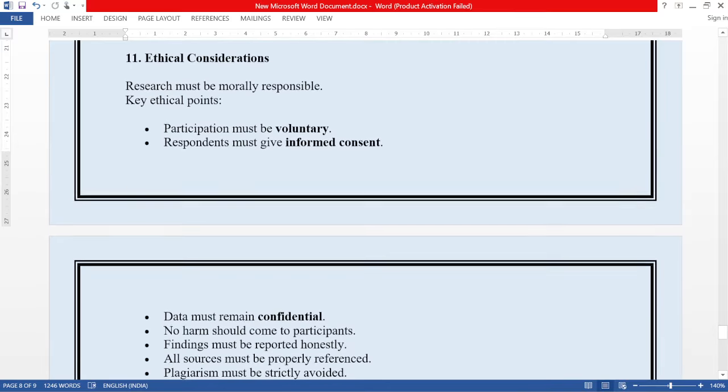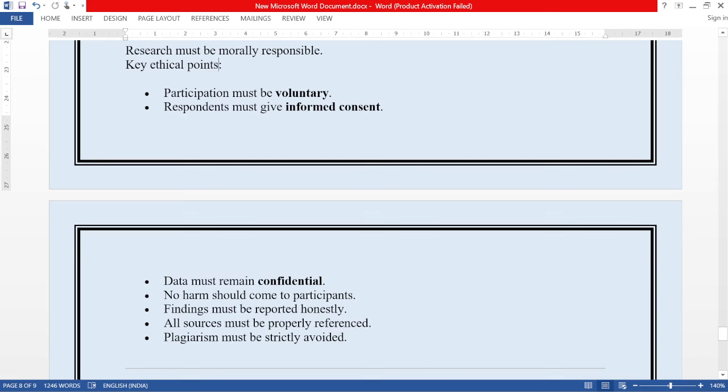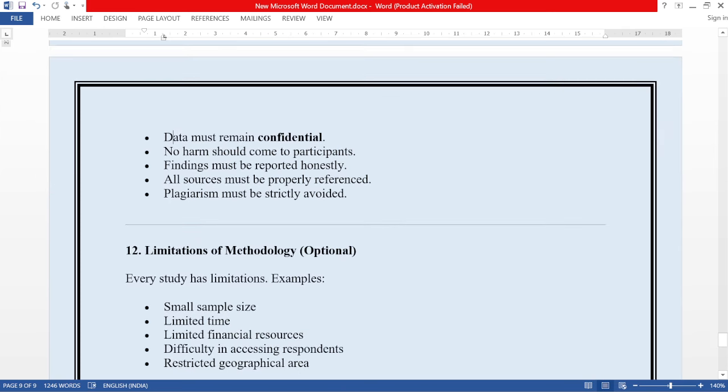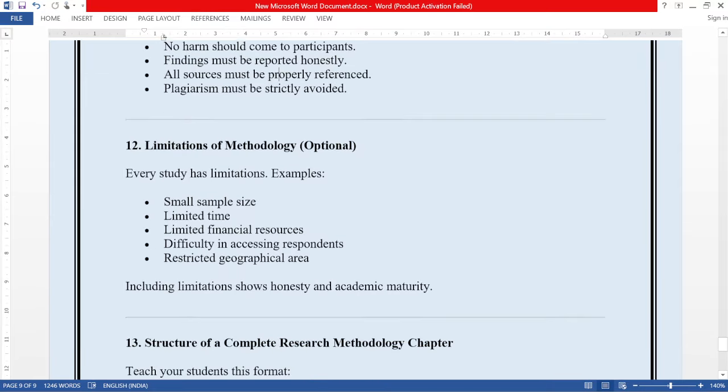Now let's talk about ethical consideration. Research must be morally responsible. Key ethical points: participation must be voluntary. Respondents must give informed consent. Data must remain confidential. No harm should come to participants. Findings must be reported honestly. All sources must be properly referenced, and plagiarism must be strictly avoided.